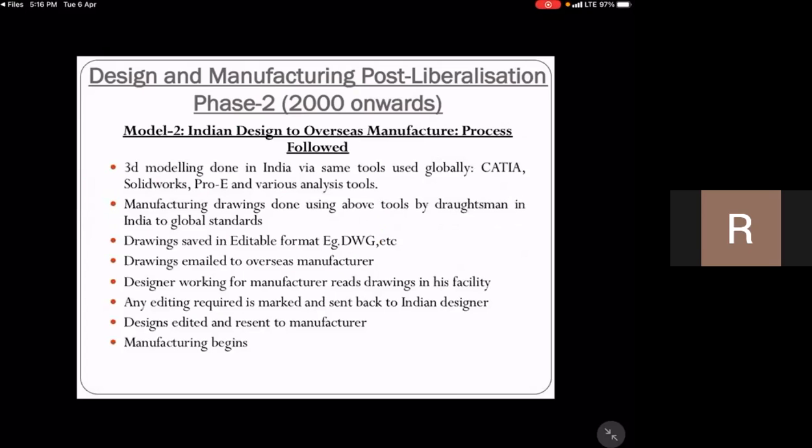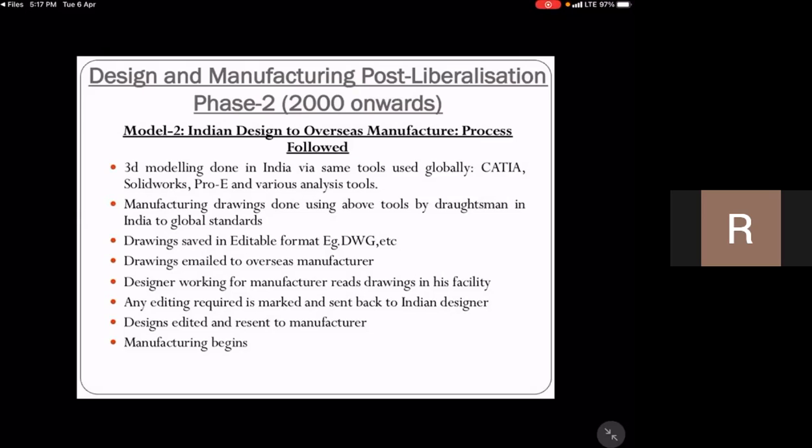Then the next model would be an Indian design to an overseas manufacturer, where the design would be done in India. 3D modeling is done in India using the same tools, SolidWorks and everything. The manufacturing drawing would be done in India. We would send the drawings overseas in editable format. In the previous model, we would send the drawings in uneditable format. Here, we would send it in DWG format.